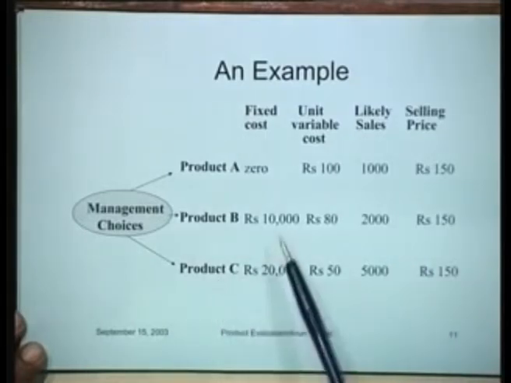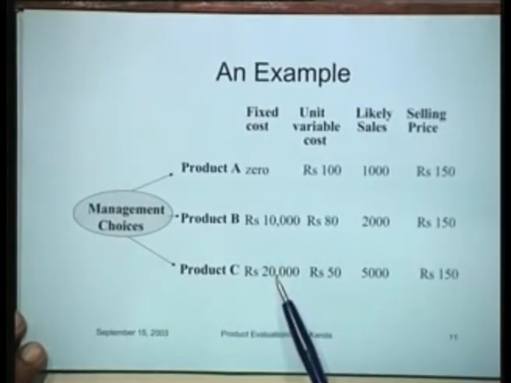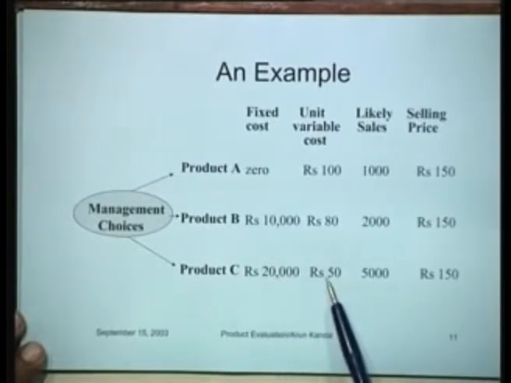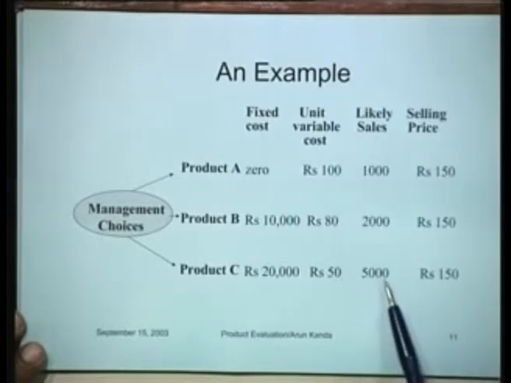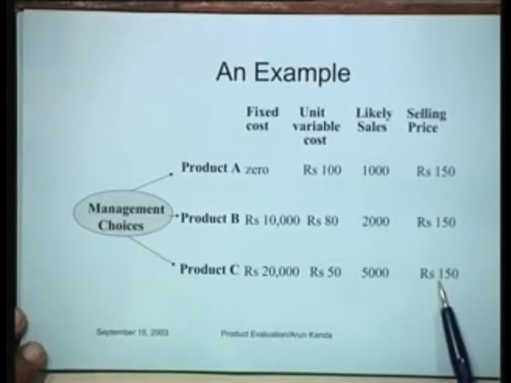For product C, the investment gets doubled and the unit variable cost comes down considerably. It's now only 50 rupees a piece, and we can go up to 5,000 units and the selling price is 150.